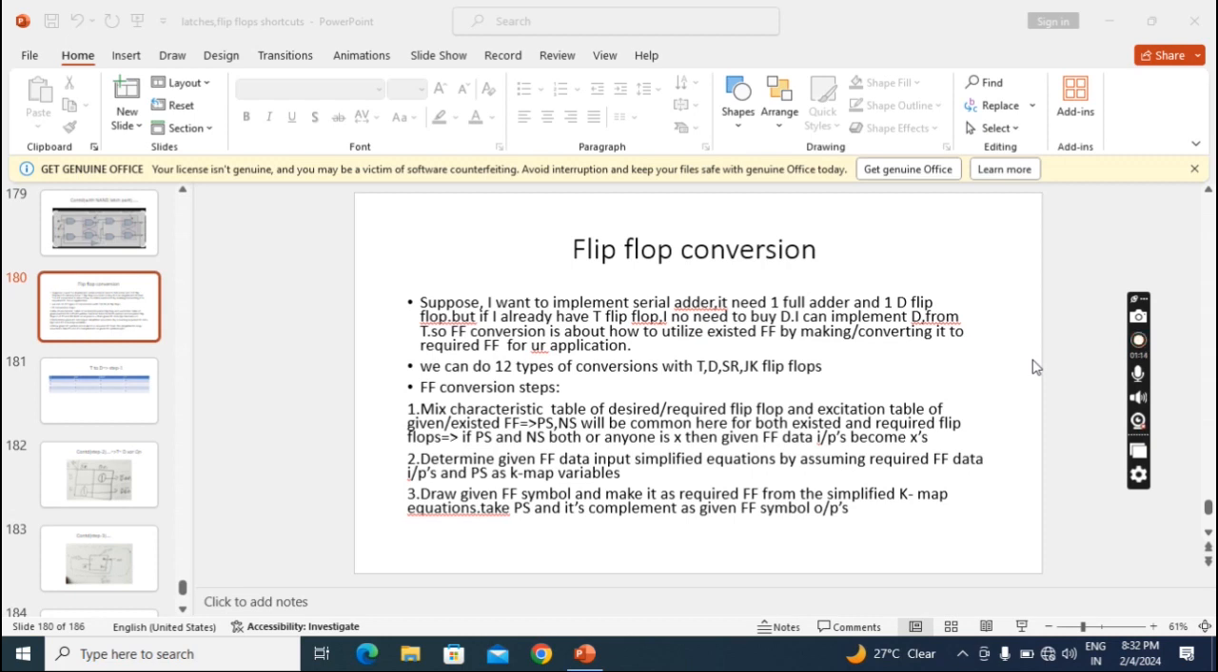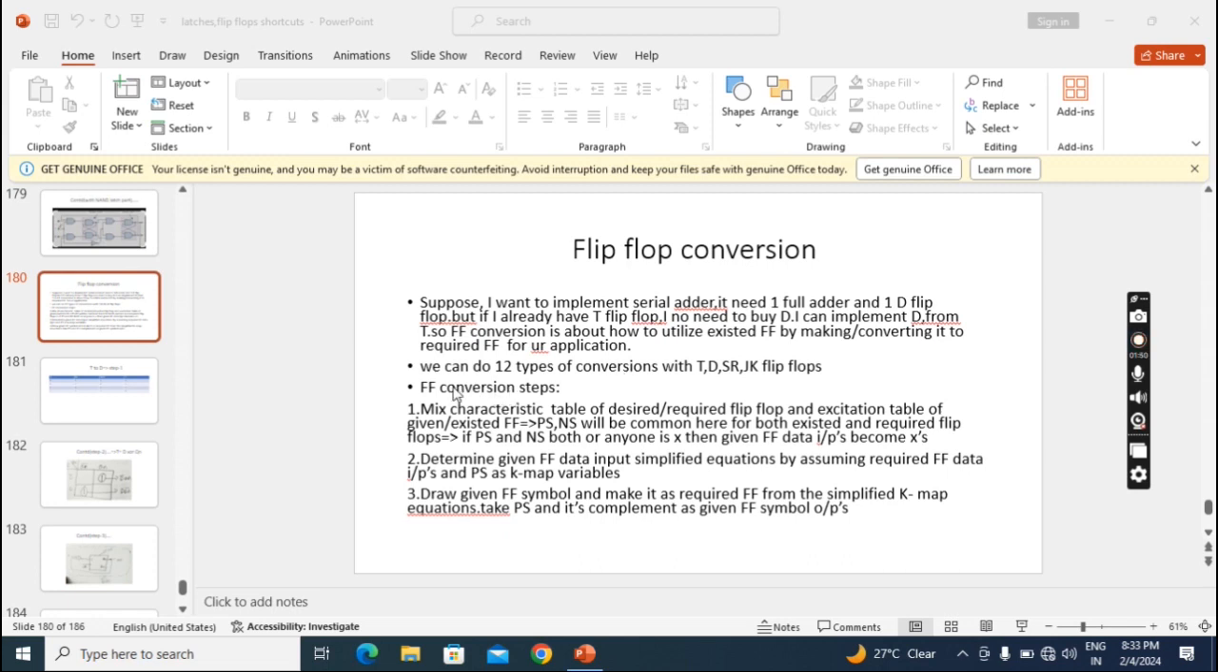So we can do nearly 12 types of conversions. We can do T to D and vice versa, T to SR and vice versa, T to JK and vice versa. Then D to SR and vice versa, D to JK and vice versa, SR to JK and vice versa. Total 12 conversions we can do. Given or existing flip-flop, and required or desired flip-flop. Okay. So now we'll see the conversion process.